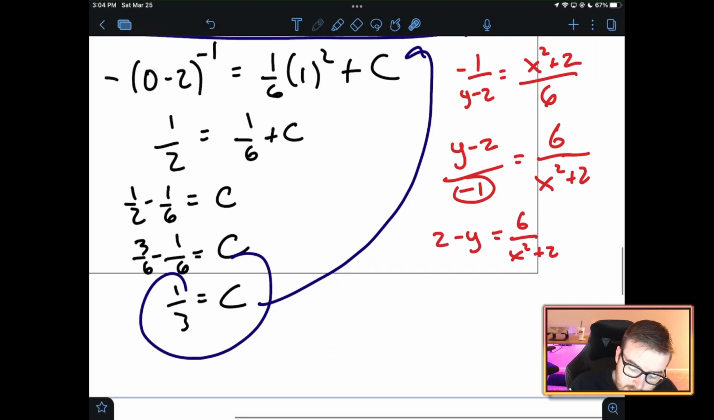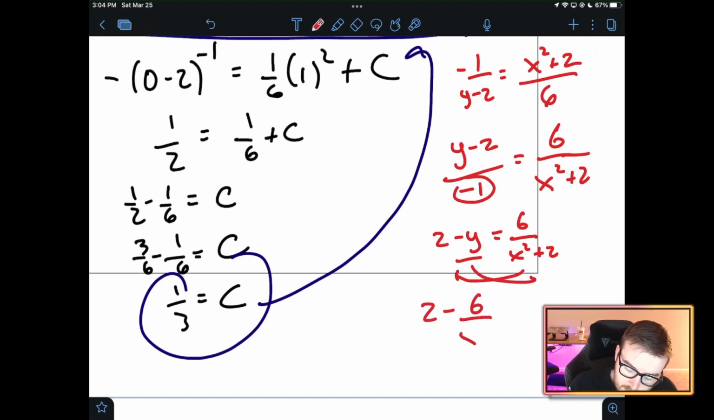And then finally, to solve for y, here's what I'm going to do. I'm going to subtract this over here, and I'm going to add this to over here. So 2 minus 6 over x squared plus 2 equals y.